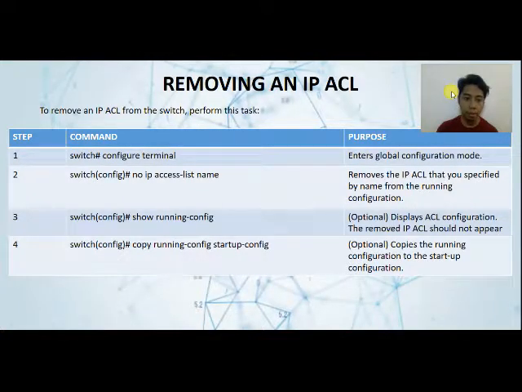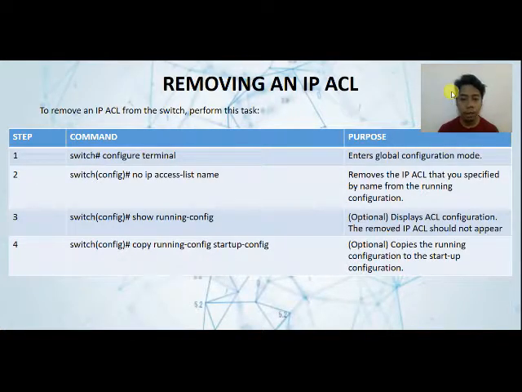The first step is to enter the command configure terminal. The purpose of configure terminal is to enter the global configuration mode. Then the second step is no ip access-list name. The purpose of this command is to remove the IP ACL that you specified by name from the running configuration.